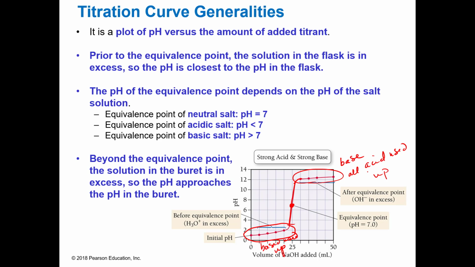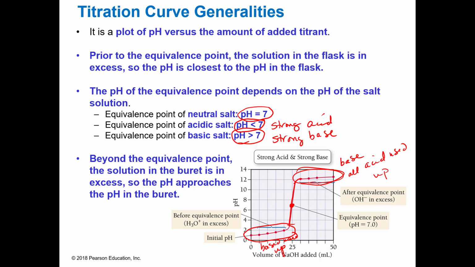If you have a strong acid and strong base, you're going to produce a neutral salt, and that's going to give you an equivalence point at a pH of 7. If you have a strong acid and a weak base, the equivalence point is going to be less than 7, closer to the acid side. And the converse of that is the pH will be greater than 7 at equivalence if you have a strong base and a weak acid.